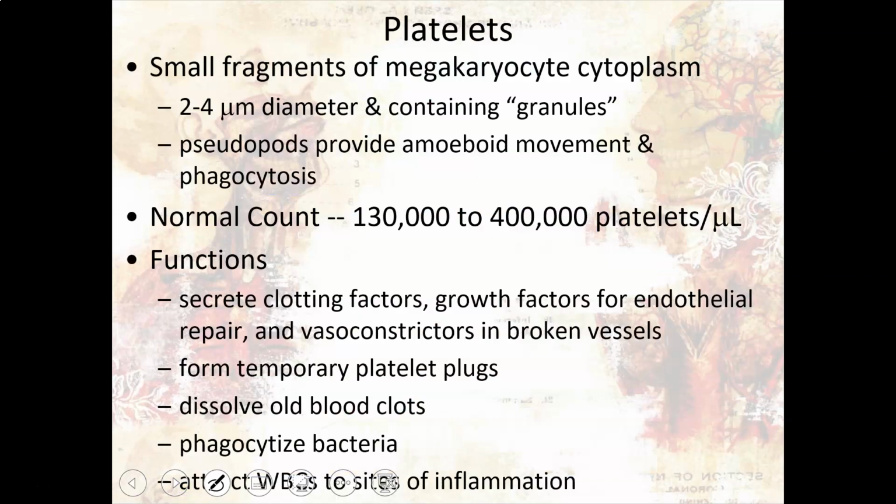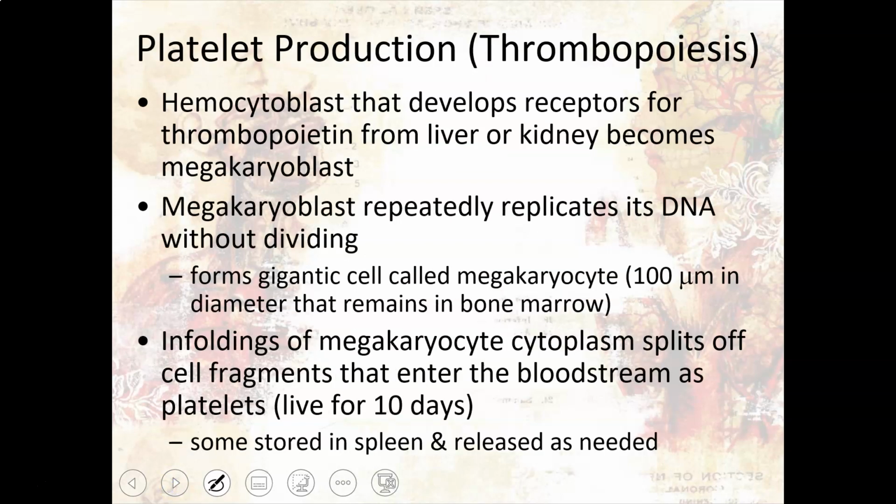Platelets involved in blood clotting, like I said earlier, are just chunks of a bigger cell. It's called a megakaryocyte. And little pieces of it break off to form platelets. Platelets, again, secrete clotting factors that are involved in stopping blood loss. Platelet production is called thrombopoiesis, and the hormone here is thrombopoietin.